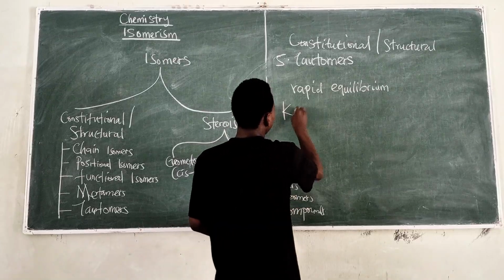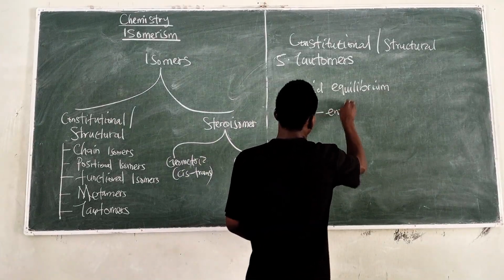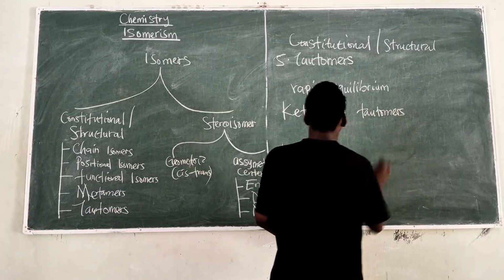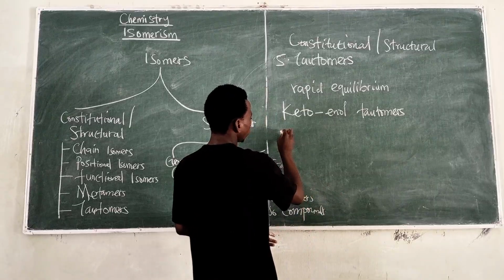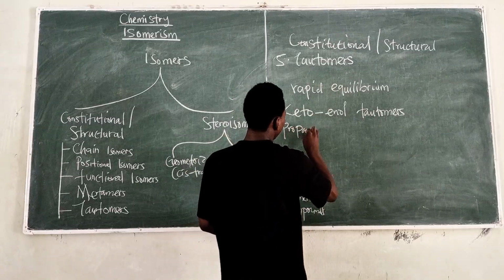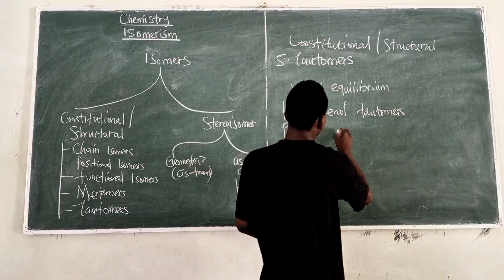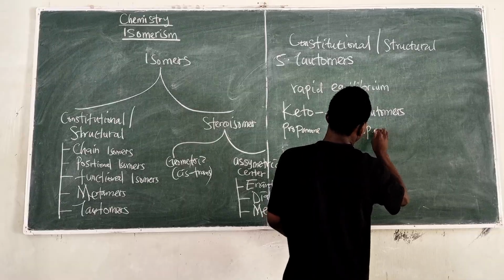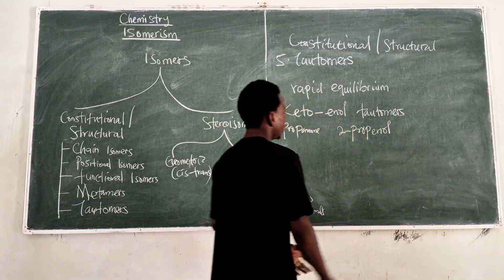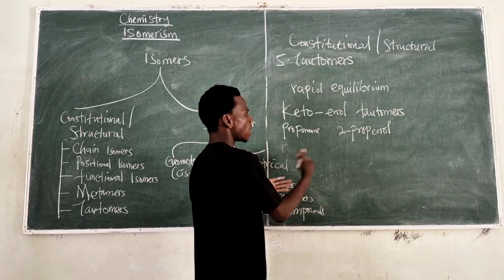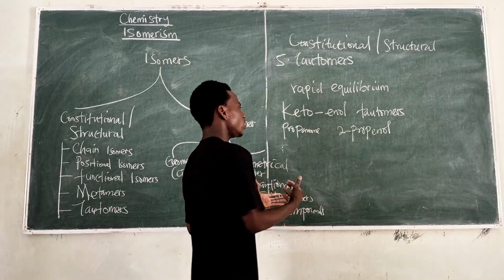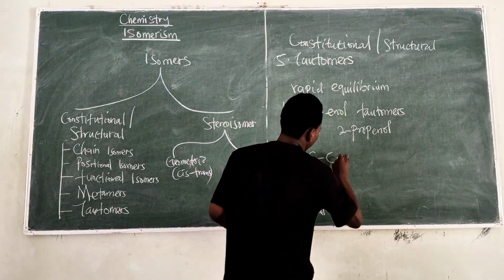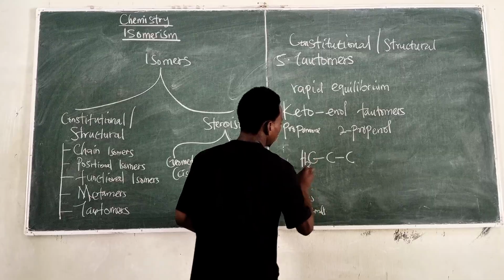An example is found in keto-enol tautomers, which specifically is between propanone and 2-propanol. So these two compounds can flip back and forth into each other by moving a hydrogen atom and shifting a double bond. So let's try to draw the structure of the two compounds.